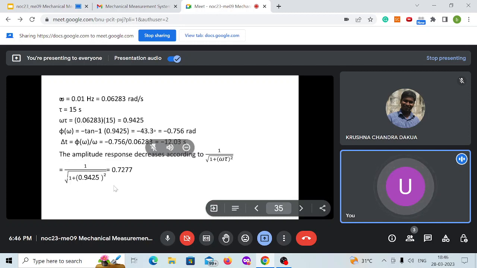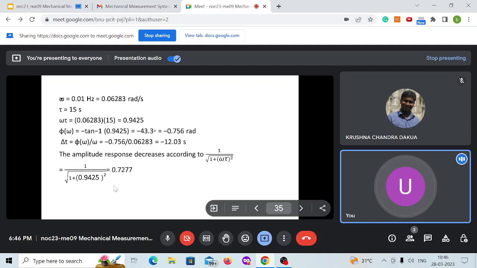Moving on to the next part, this is harmonically excited. They have given the frequency as 0.01 hertz. So omega is 0.06283, which is 2 pi f, with f as 0.01 hertz, in radians per second. The time constant is still the same, 15 seconds. So omega tau equals 0.06283 into 15, which gives 0.9425.